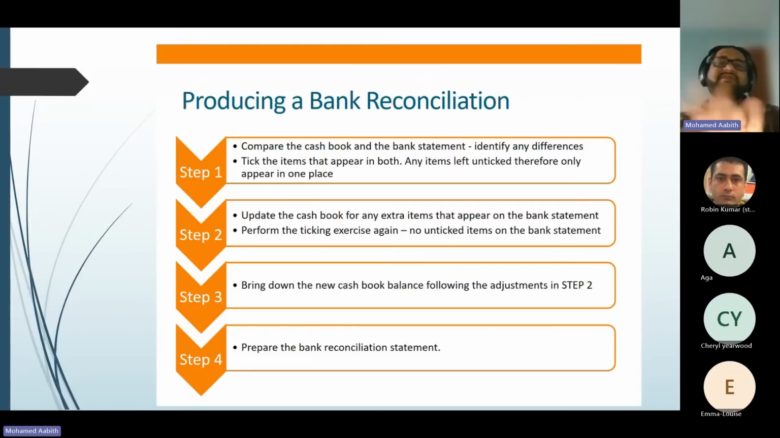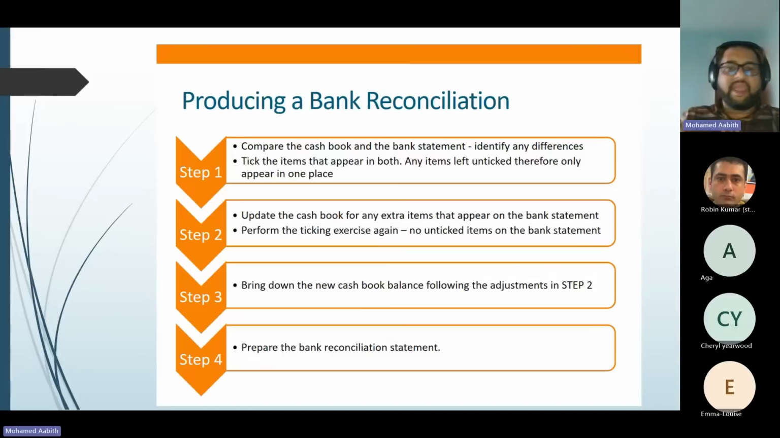Okay, and these are the steps I follow to do the bank reconciliation. You compare the cash book and the bank statement, identify any difference, and tick the items that appear on both. That means if an item is on both of them, you tick it. Once you tick them, you're only left with items that are on one but not the other. We don't care about something completely missing. We only care about items that may be on my bank statement but not in my cash book, or in my cash book but not in my bank statement. These are the ones we have to reconcile.